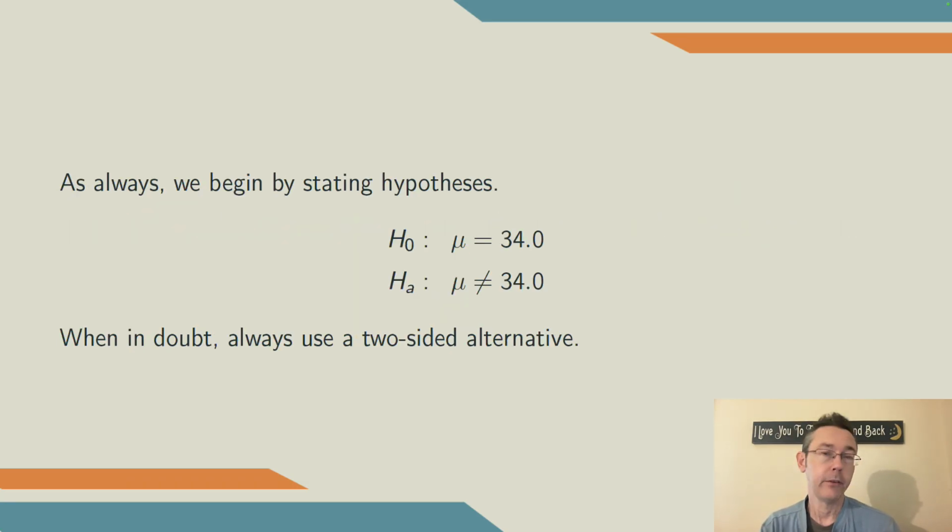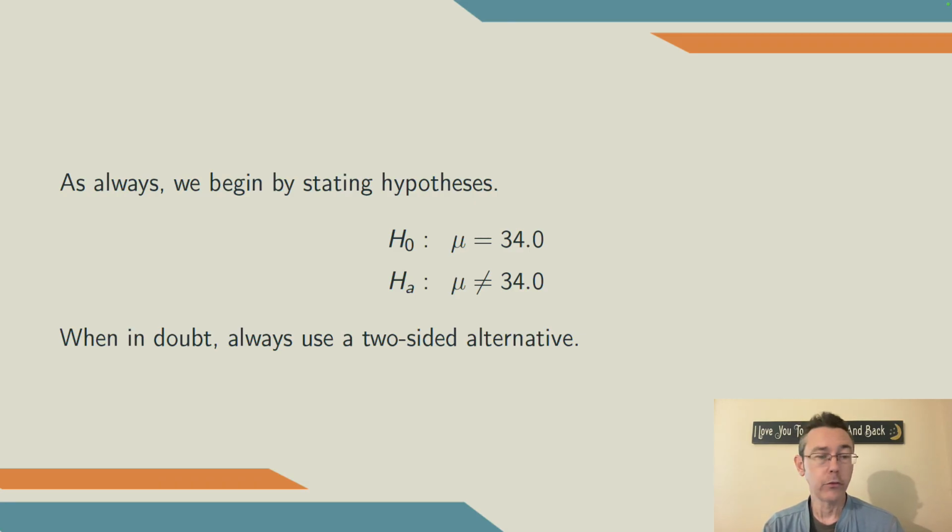Here are my hypotheses. I'm going to use the null hypothesis that the population mean is 34.0 and an alternative hypothesis that it's not 34.0. A couple comments about these. First of all, notice that my hypotheses, both of them, are just referring to parameters, to information about the population. And this should always be the case. You should never have any sort of sample data in your hypotheses or even informing your hypotheses. Best practice in the real world is to set your hypotheses before the data is actually even collected.